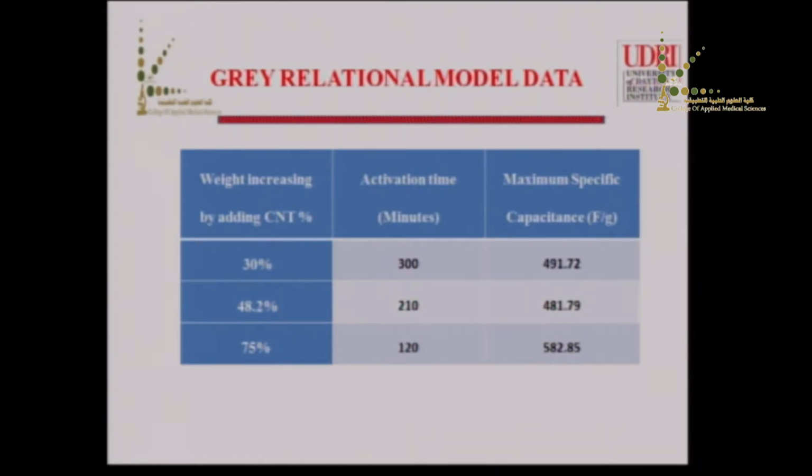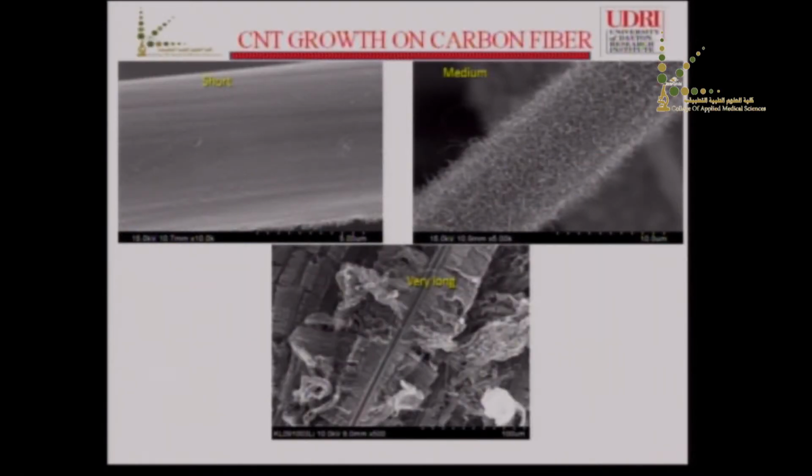When I increase the carbon nanotube, what happened to the activation time? It decreases, and the same thing happens in the capacitance value range. Also, when I increase the carbon nanotube more, the activation time keeps changing. It's very important in our experiment. Also, we are increasing the capacitance at the same time.